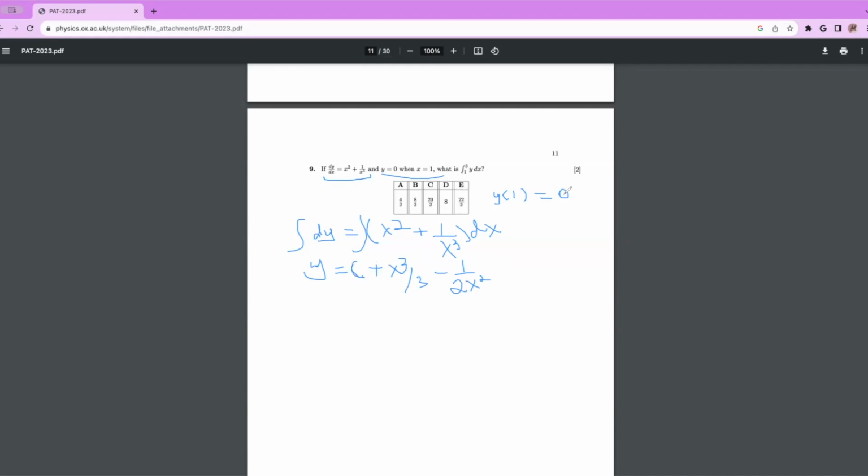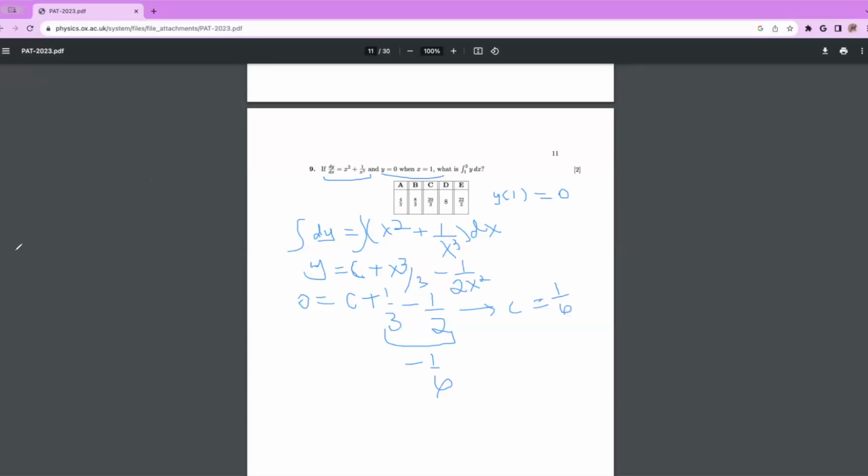And it says that y is 0 when x is equal to 1. So we have 0 is equal to c plus 1 over 3 minus 1 half. And this is equal to negative 1/6, meaning that c is equal to 1/6. Okie dokie. And then now we have to integrate it from 1 to 3.